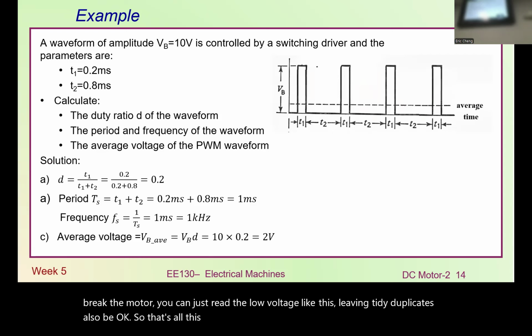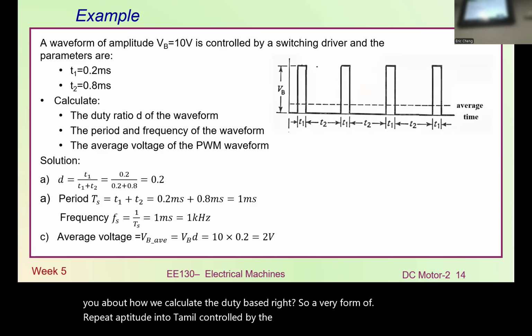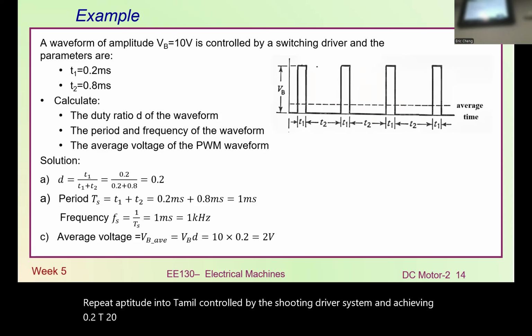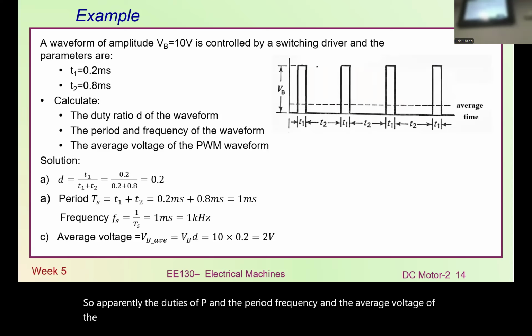So let's look at this waveform. It's very straightforward. I still need to show you how we calculate the duty ratio. For a waveform VB with amplitude equal to 10 volts, controlled by the switching driver system, T1 is 0.2 and T2 is 0.8 milliseconds. Calculate the duty ratio, the period, the frequency and the average voltage of the PWM waveform. Very straightforward, a simple ratio.